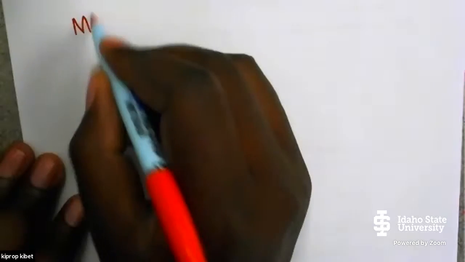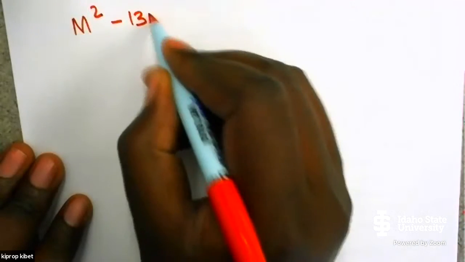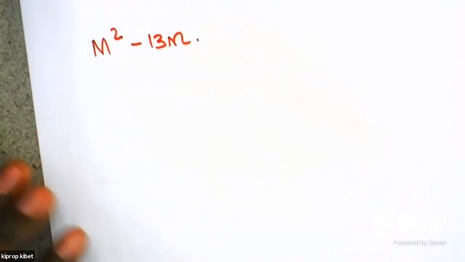Okay, example number 1. Complete the squares to make a perfect square trinomial, then write the results as a binomial square. So, m squared minus 13m. Complete the square by writing it as a perfect square trinomial.